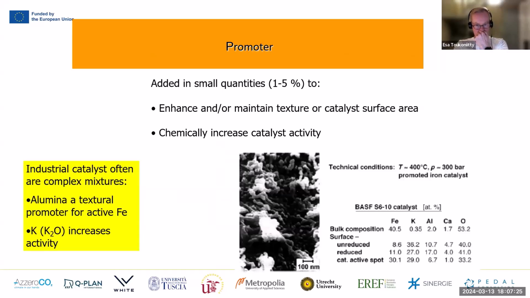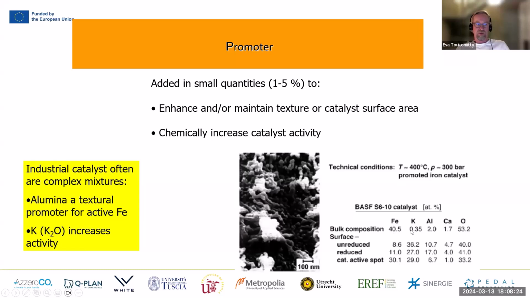This is just an example of an industrial ammonia catalyst. There you see the bulk composition of this BASF catalyst, and you notice that there is iron, potassium, aluminium, calcium, and oxygen, like elemental composition. Some of them, like iron, is clearly, I would say, the active component. Okay, here it says that iron is the active metal or metallic component. Then this aluminium and oxygen comes probably from the alumina support, so that gives the support.